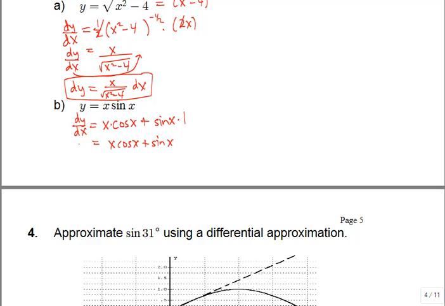And now all I'm going to do is wrap that in parentheses, and then multiply this dx over to the other side. So this is now called my differential form. Okay?